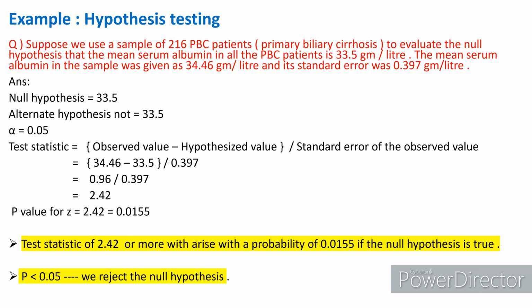So by using the test value, we can calculate the p-value. In this example, the p-value comes to be 0.0155. So what does it mean now? A test statistic of 2.42 or more arises with a probability of 0.0155 if the null hypothesis is true. So this is the interpretation. And the p-value is obviously less than 0.05, right? Because we got 0.01. So in this case, we reject the null hypothesis.